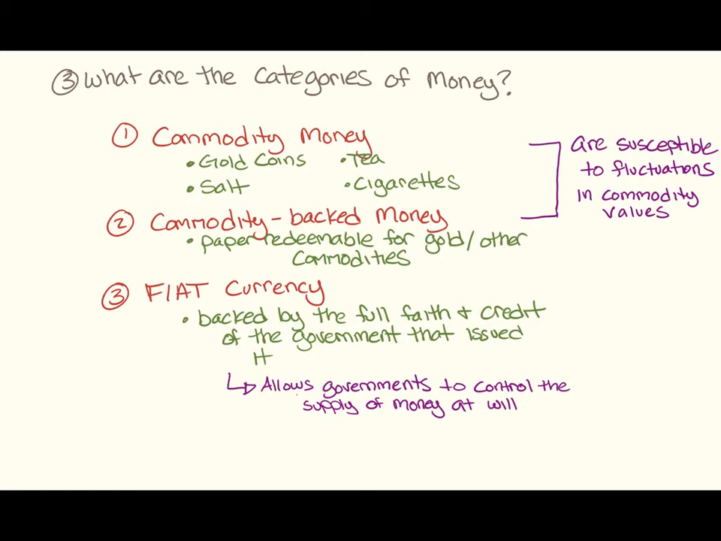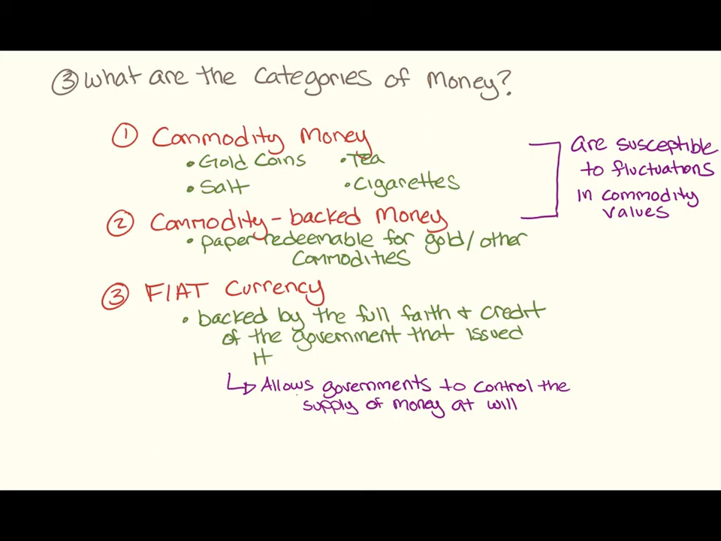So let's use the gold standard, for example. If the paper money that I use is backed by X percentage of an ounce of gold, then the value of that piece of paper fluctuates up and down with the value of gold. So should gold all of a sudden go up in price on the secondary market, you would see your commodity-backed money experience deflation as that money became more valuable because the gold that it represents becomes more valuable.